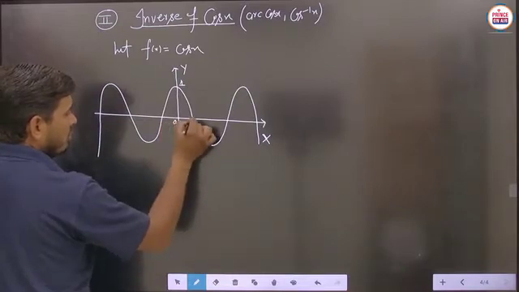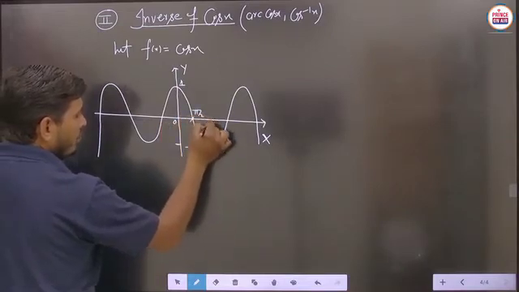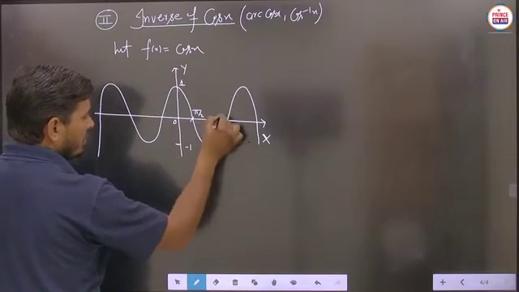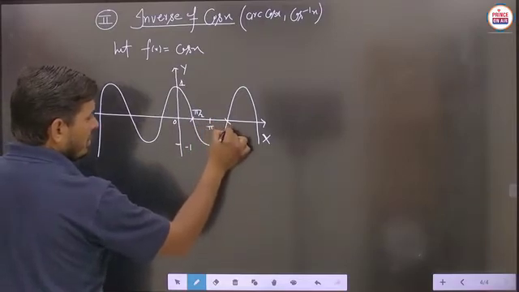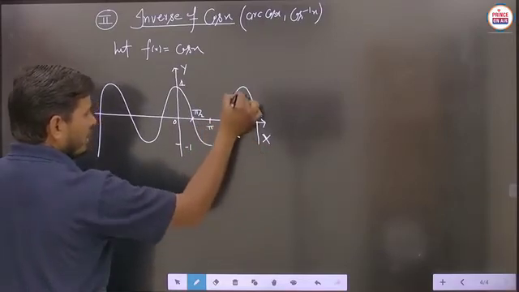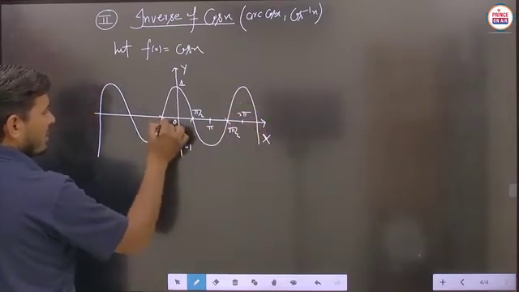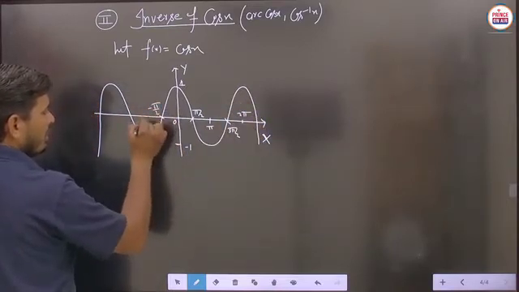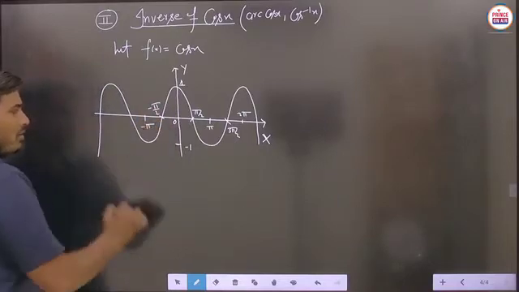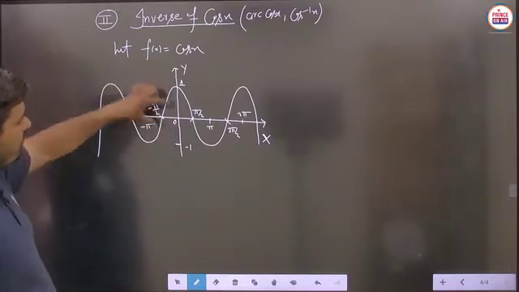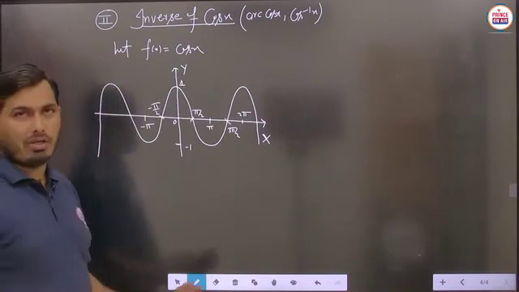Here this is 0, and you can say that this is pi by 2, this is pi, and this is the 3 pi by 2, and next you can take the 2 pi like this. Similarly, in this part this is minus pi by 2, here you can take minus pi, and so on. Is it clear? And the highest and lowest values will be plus 1 and minus 1. I think you know very well.